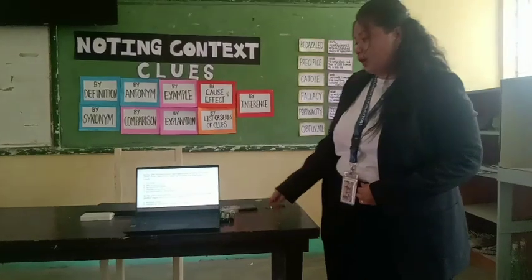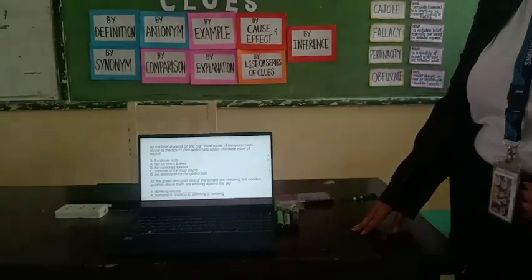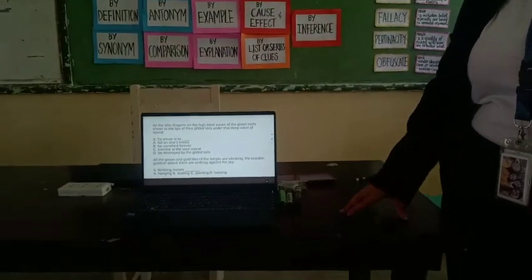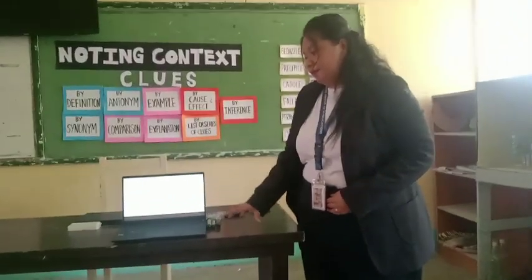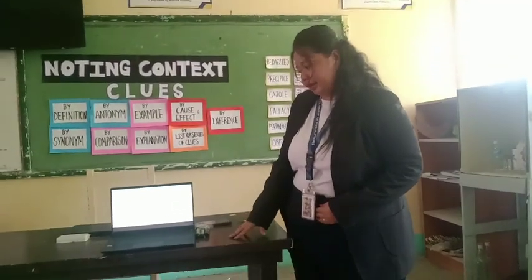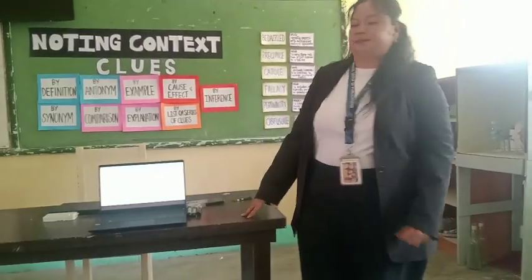Number 4. All the green and gold tiles of the temple are vibrating. The wooden goldfish above them are reeding against the sky. So 4. Reeding means blank. A, hanging. B, leading. C, pointing. D, twisting.